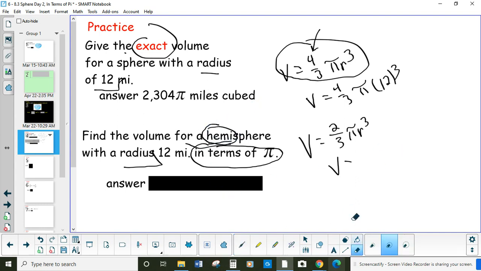So again, like I said earlier, if you understand the concept that you can just do this and then divide by 2 in the end, great. I'm just going to stick with one way of doing it though. I'm going to use my new formula. 2/3 pi r cubed is the formula for the volume of a hemisphere. I'm going to leave pi in there because they say in terms of pi. And the radius they give me is 12. So the rest is done in my calculator.